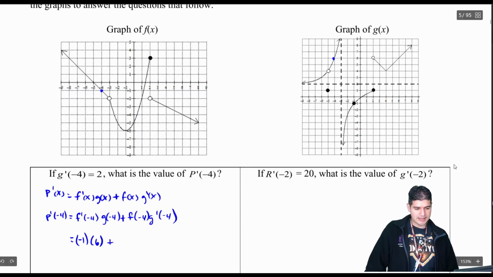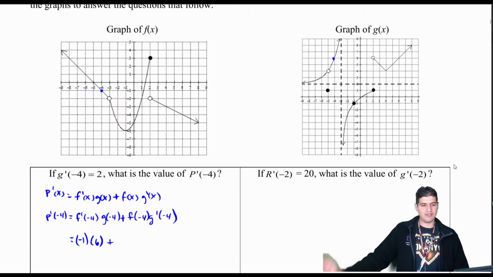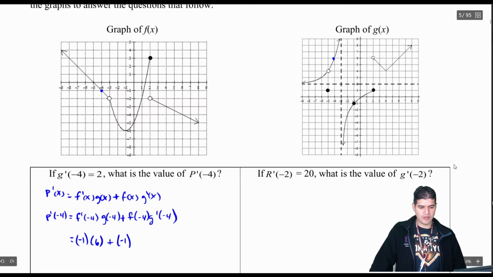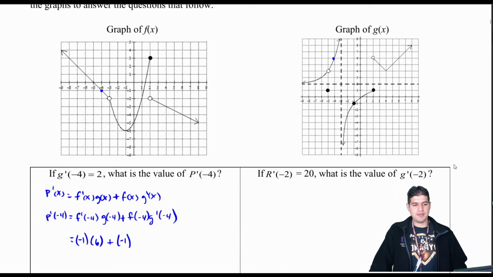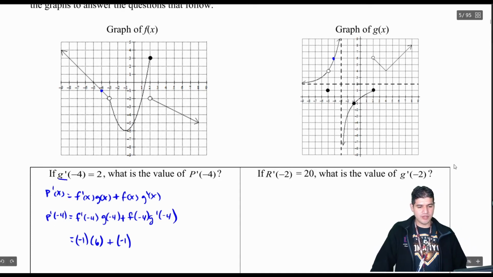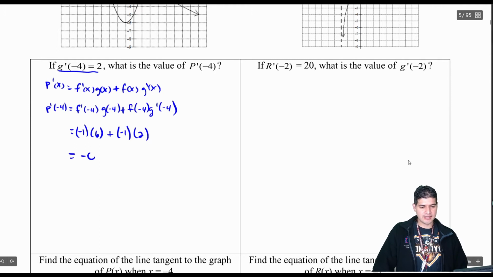Now I want plus f of -4. So f of -4, now I want the y value of f. So I'm looking at that graph over there. So the y value comes out to be -1, which is different than the first one because that was the slope. Just so happens that they were the same value. And then g prime of -4, well, that's given, so we don't have to do extra work. So that's going to be 2. All right, so now I just need to multiply these out. So I get -6 minus 2. So p prime of -4 comes out to be -8.